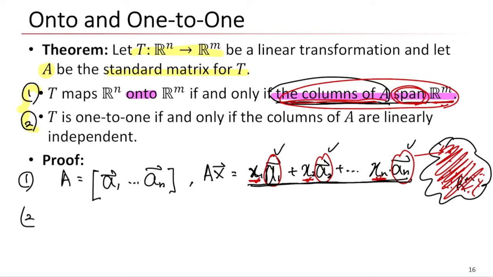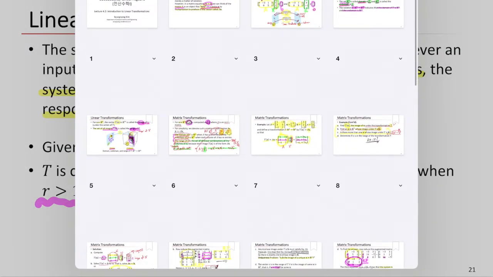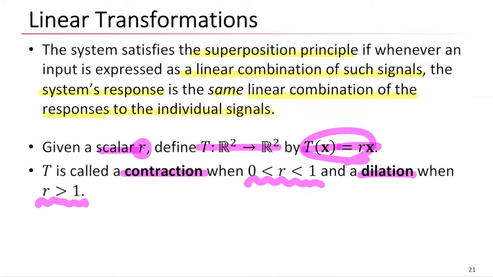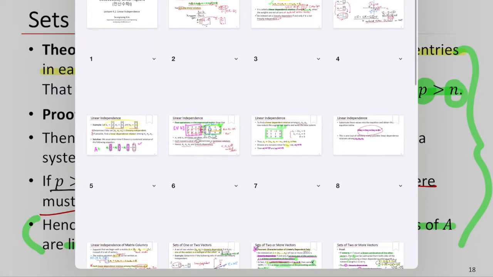What is the second theorem? The transformation T is one-to-one if and only if the columns of A are linearly independent. Okay, what was linear independence? Let's go back to the last lecture. What was linear independence? It was in the section on linear independence.